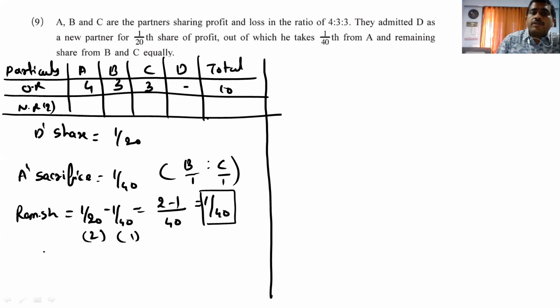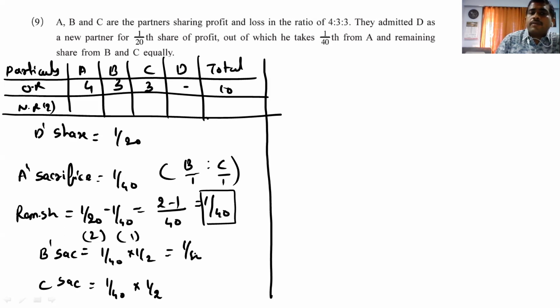Now who will give this? B and C. B's sacrifice, C's sacrifice. So B and C together give 1 by 40, and they are ready to give half of it each. Clear now? Half, it's 1 by 80. Here also 1 by 80. So that is a little bit clear now.